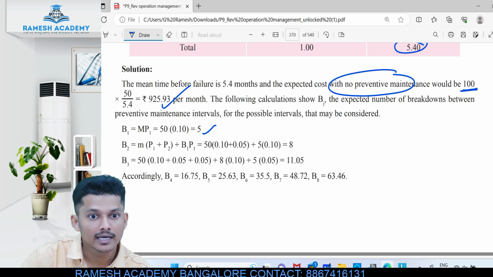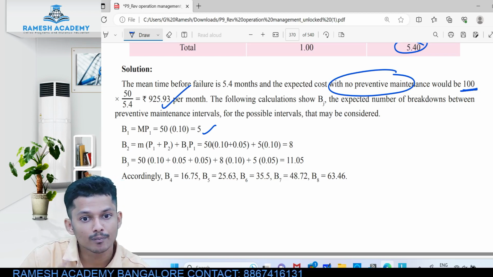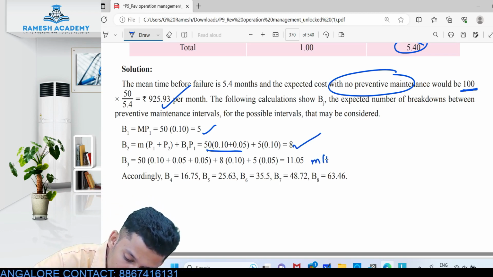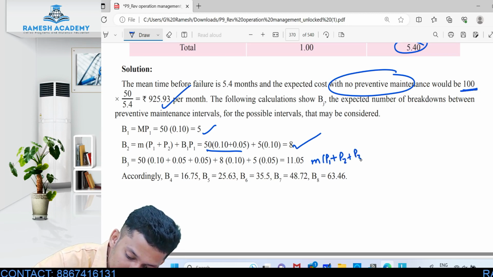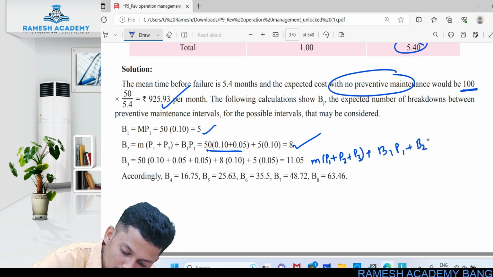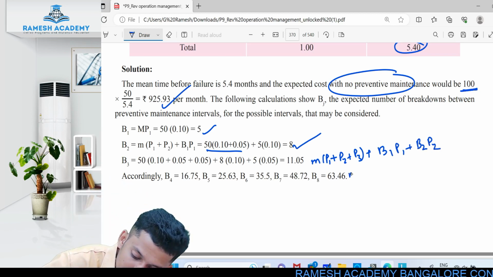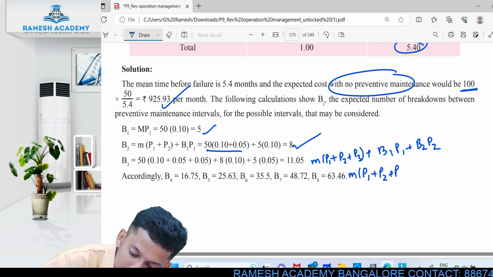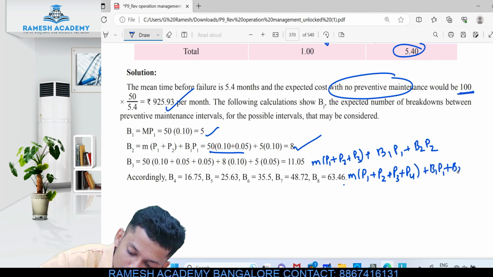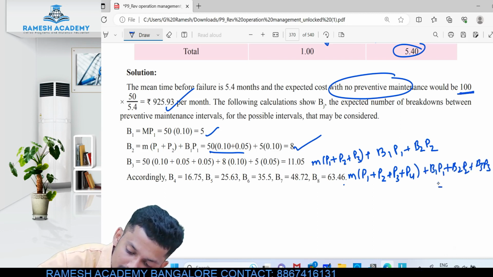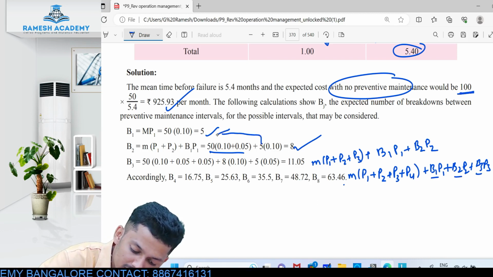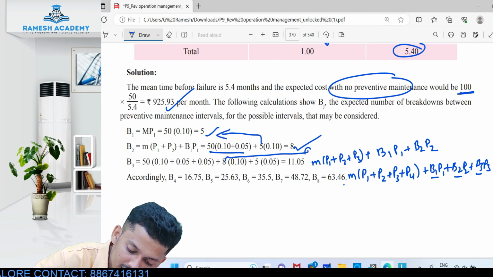Next for the second one, that is M into P1 plus P2 plus B1 into P1, and you go line-wise, you get 8. For B3 the formula is M into P1 plus P2 plus P3 plus B1 P1, B2 P2. Next, the third one also the same: M into P1 plus P2 plus P3 plus P4 plus B1 P1, B2 P2, B3 P3, that's it, like that everywhere. And you get the B1, B2, B3 values from the previous step. See, this 5 came from here, and this 8 came from here. Okay, clear?